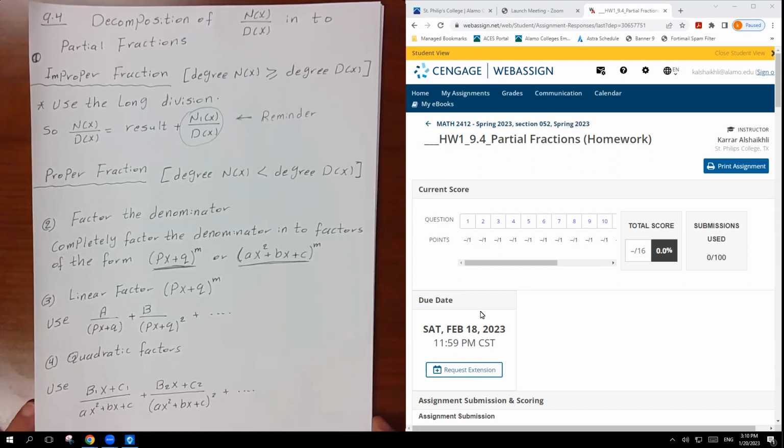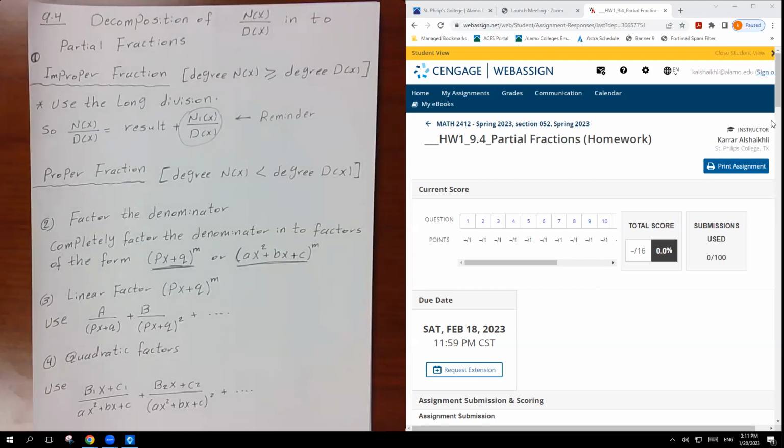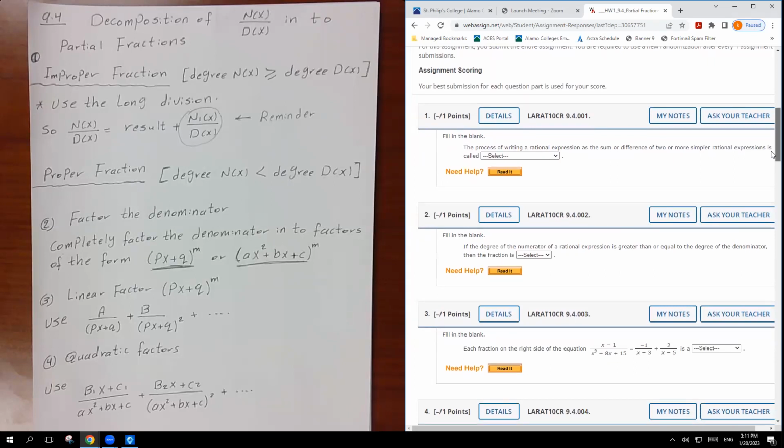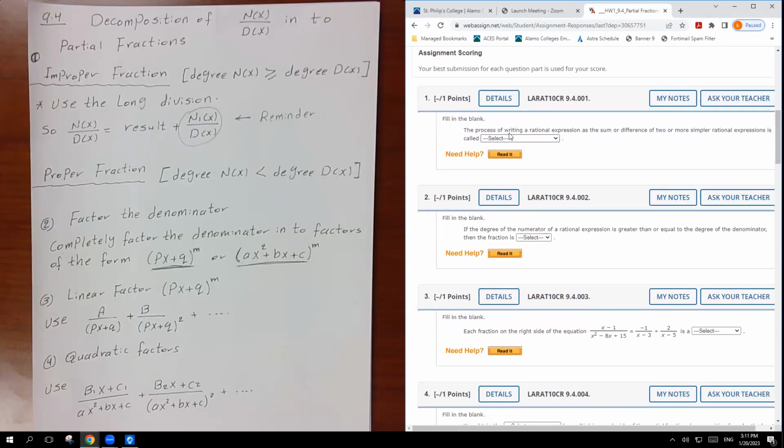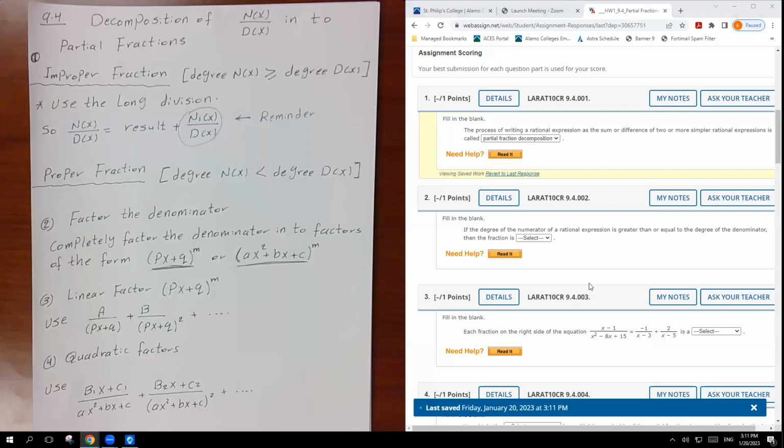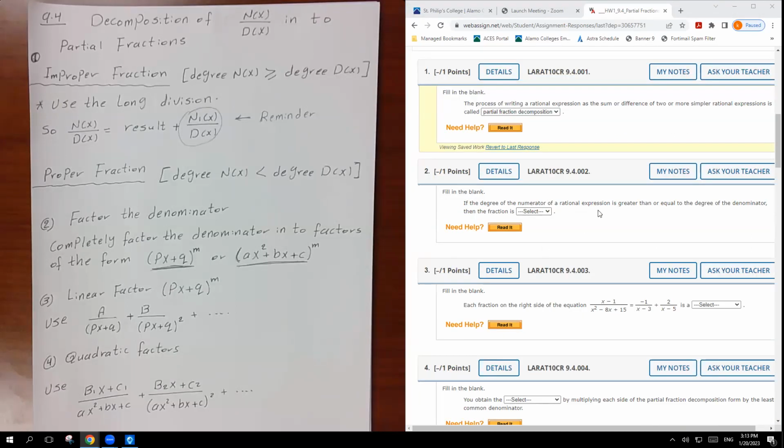So these are the notes for section 9.4. Now let's start doing the examples. Let's go to the first question. They're telling you the process of writing an expression as the sum or difference of two or more simpler rational expressions is called partial fraction decomposition. That's what we're going to study in this section. The second one: if the degree of the numerator of the rational expression is greater than or equal to the denominator, then the fraction is an improper fraction.